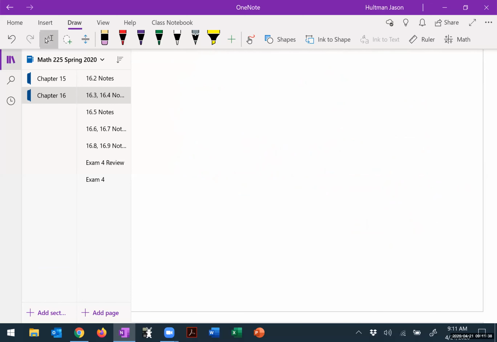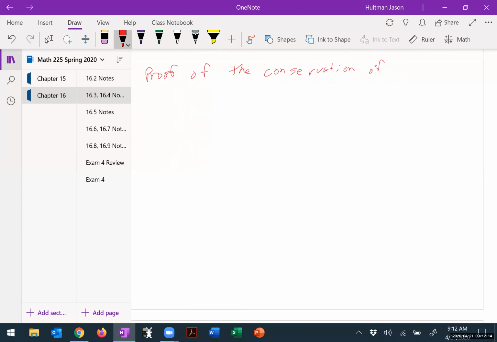Okay, let's jump into why this is called conservative. Where's this conservation idea coming from? What we're going to do is we're going to prove the conservation of energy right now. So don't freak out, it's not that hard. But we're going to prove the conservation of energy, potential and kinetic energy. So, proof of the conservation of energy.